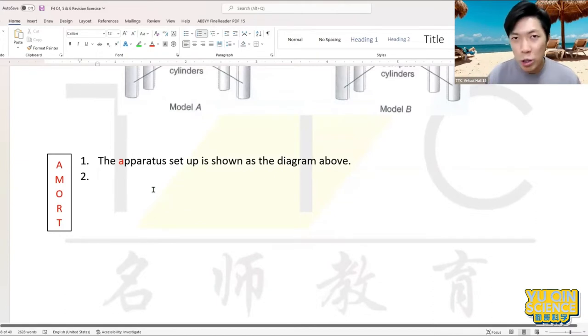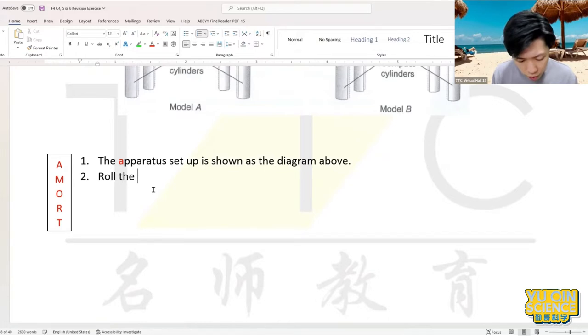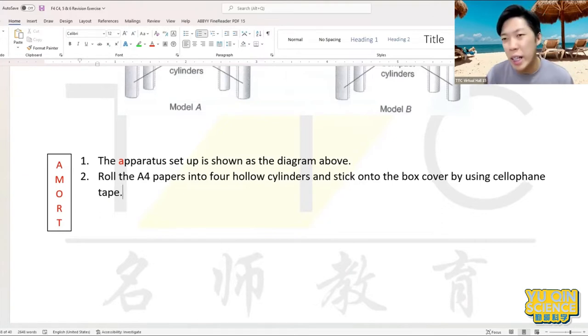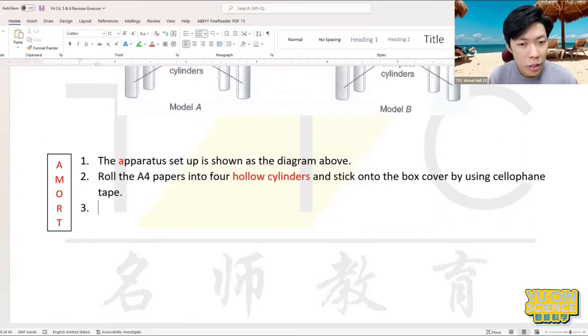See, I didn't memorize the textbook, I don't know exactly what the step is, so I'm just using my own English to write it out. I will say: roll the A4 papers into 4 hollow cylinders and stick onto the box cover by using cellophane tape. Something like that. I just want to make my own story, but at least I know that I'm mentioning my manipulated variable. Then you get marks. It doesn't have to be a perfect sentence. Just try to mention that.